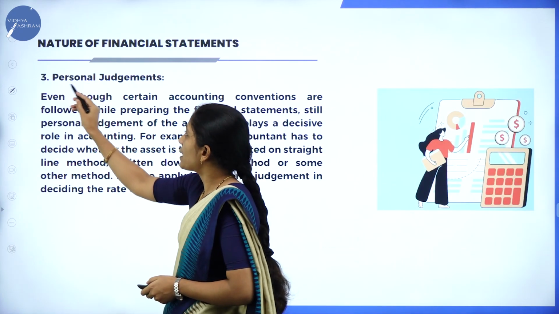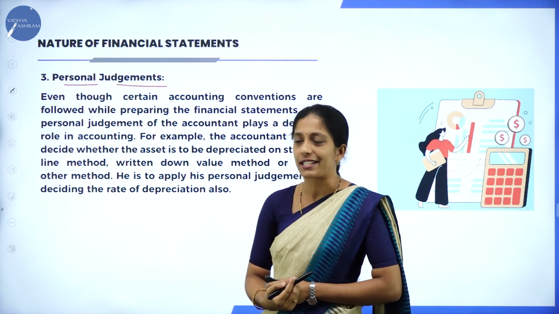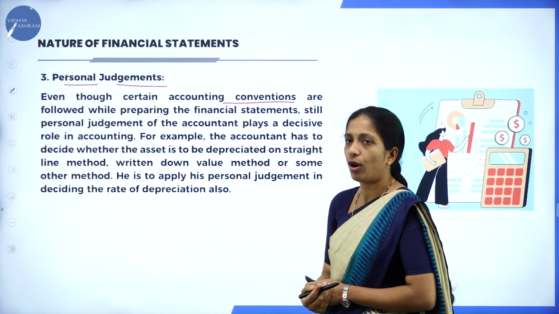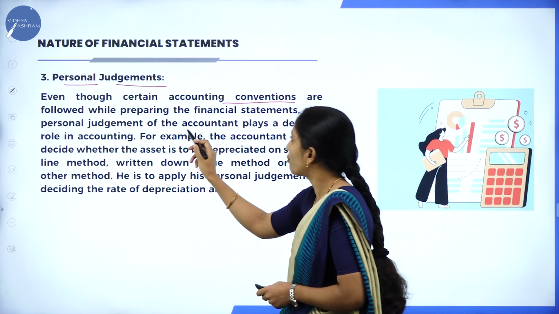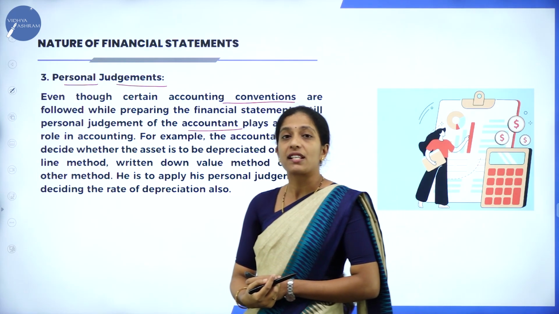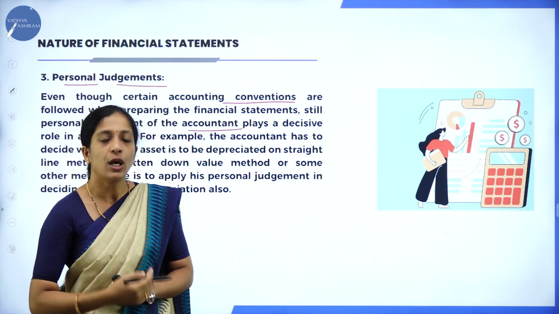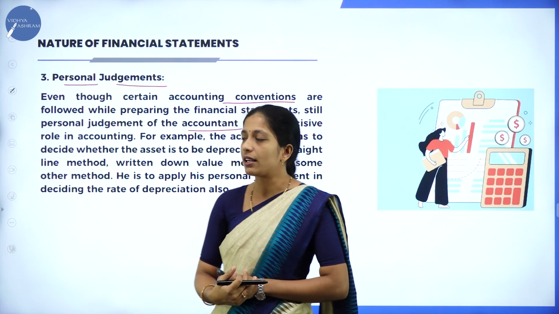And the next one is personal judgment. So our financial statement might be based on personal judgment also. Even though certain accounting conventions are followed while preparing the financial statement, the personal judgment of the accountant plays a decisive role in accounting, a very important role, even if we are following a lot of accounting conventions.